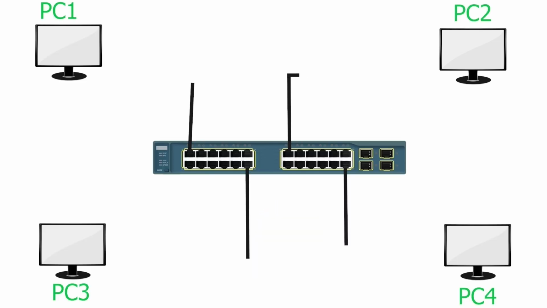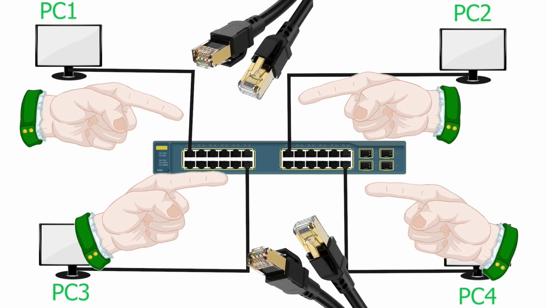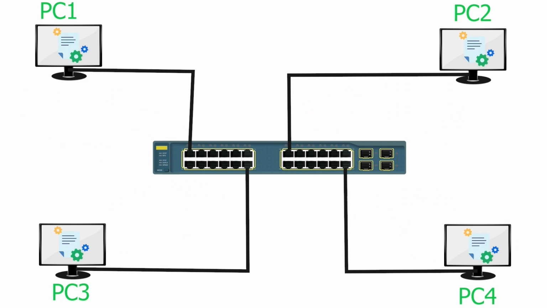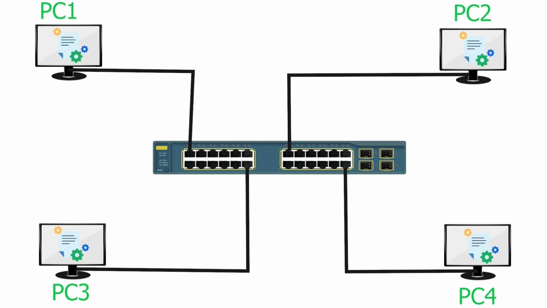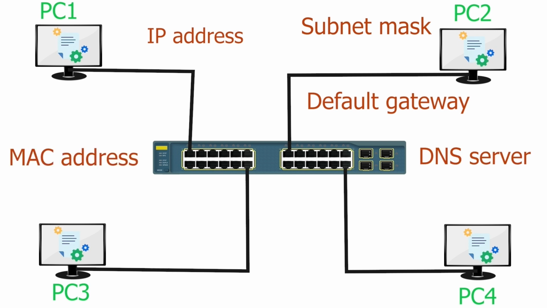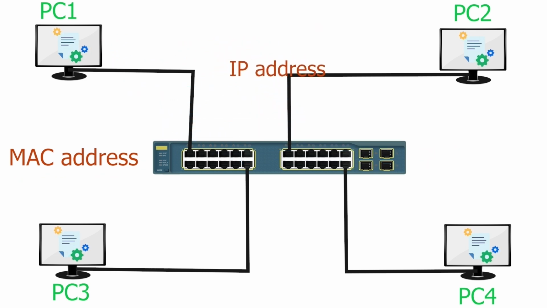In this network, we have 4 PCs. We have an Ethernet switch placed in the center of this network. It connects PCs using Ethernet cables. All PCs have the necessary network configuration to communicate in the network. A network configuration consists of many settings, including hardware and software addresses. We will learn about these settings in upcoming videos. For this video, we need to understand only hardware and software addresses.